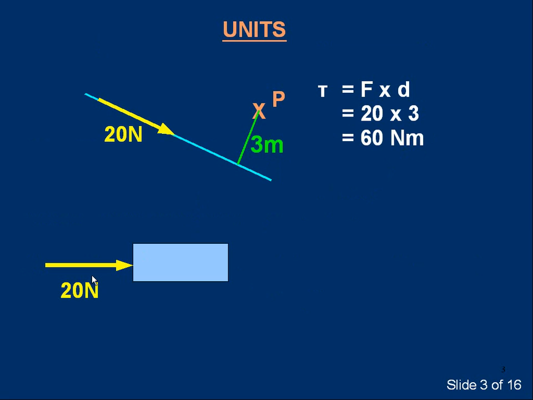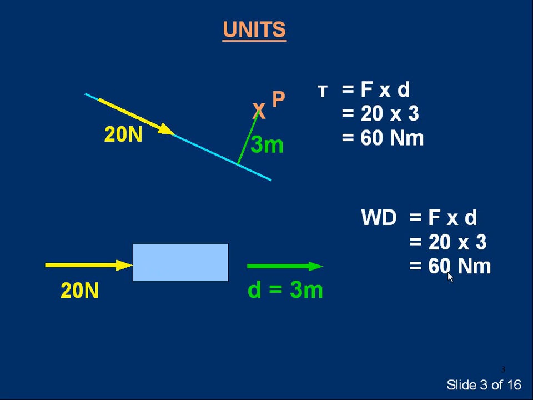Let's apply a 20 newton force to an object, and maybe that's the only force on the object. It will cause the object to accelerate. Suppose it accelerates over a distance of 3 meters while the force is applied. To calculate the work done by the force, which means the amount of energy transferred to the object, you probably know that the work done is given by force times distance. Well, it's 20 newtons times 3 meters. It's 60 newton meters. It looks the same as the top equation, but they mean totally different things.